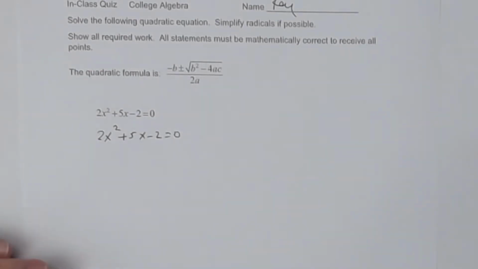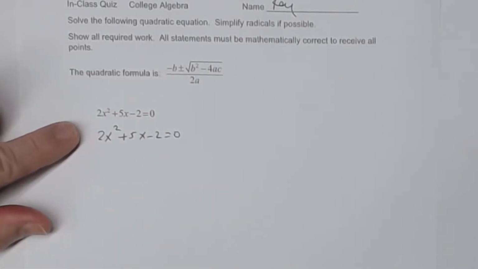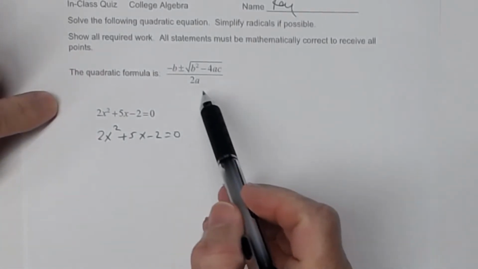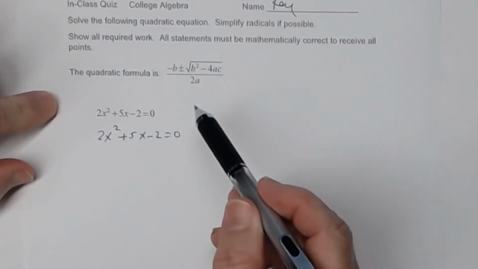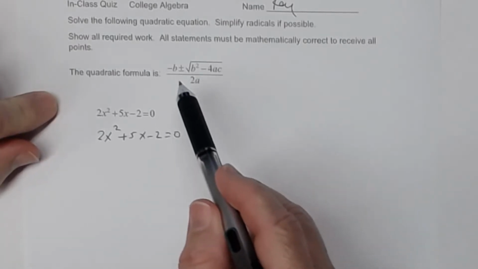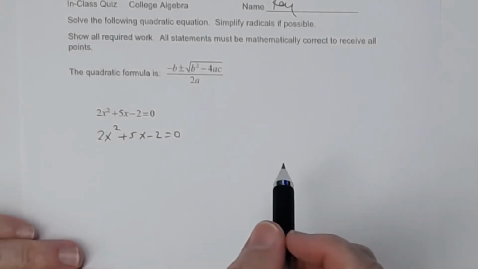All right, so this is the in-class quiz on solving a quadratic equation. Now, this particular quadratic equation is not factorable, so you could have used the quadratic formula, which is here, or you could have solved this by completing the square. But in class, I asked you to solve this using the quadratic formula. So let's go ahead and do this using the quadratic formula.